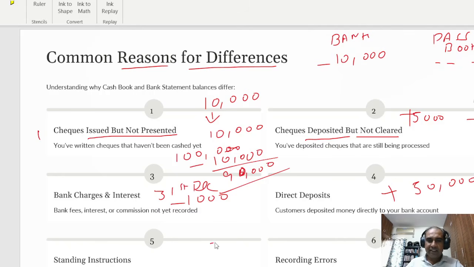Standing instructions, EMI: the company has taken a loan, and the bank has debited an EMI of 20,000. So my passbook is reduced by 20,000, whereas this entry is yet to be recorded in the books of the company. So the company's book will be higher by 20,000. This is another reason why there can be a difference between the cash book and the passbook. Next is recording errors. Anyone can make a mistake. The bank can make a mistake in recording a transaction. The company can make a mistake in recording a transaction.